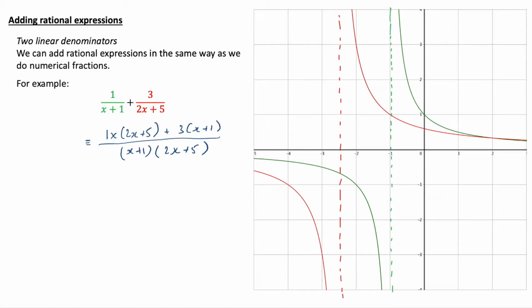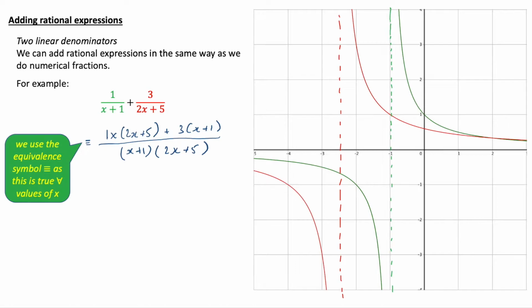Okay, so we need a common denominator. That means we multiply the denominators together, and then we need to multiply the 1 by the 2x plus 5 and the 3 by the x plus 1, in the same way as we would for ordinary fractions.